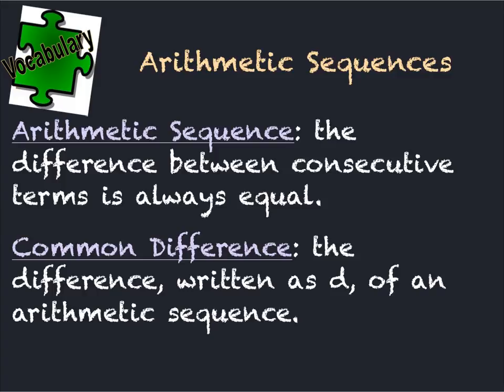An arithmetic sequence is a sequence. So if you recall from yesterday, a sequence is a set of numbers in a specific order, but it's a sequence where the difference between consecutive terms is always equal. So that basically means there's a common difference, which is our second vocabulary term for today. And common difference, you'll see in a moment, is pretty simple, and the definition is just difference, and we normally write it as D of an arithmetic sequence.